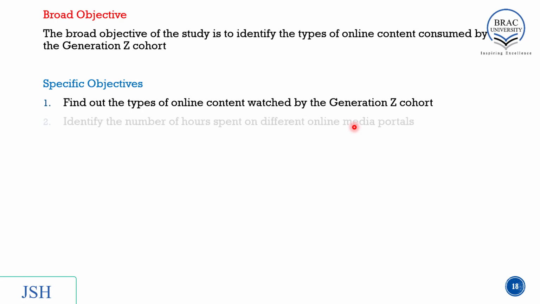Now my second objective is to find out the number of hours spent on different online media portals. How many hours daily on an average is spent by the Generation Z cohort? And besides finding out the daily total number of hours, I also want to find out how many hours are spent behind each type of online media. So how many hours do you spend on Facebook? How many hours do you spend on Netflix? How many hours do you spend on LinkedIn? And that sort of stuff.